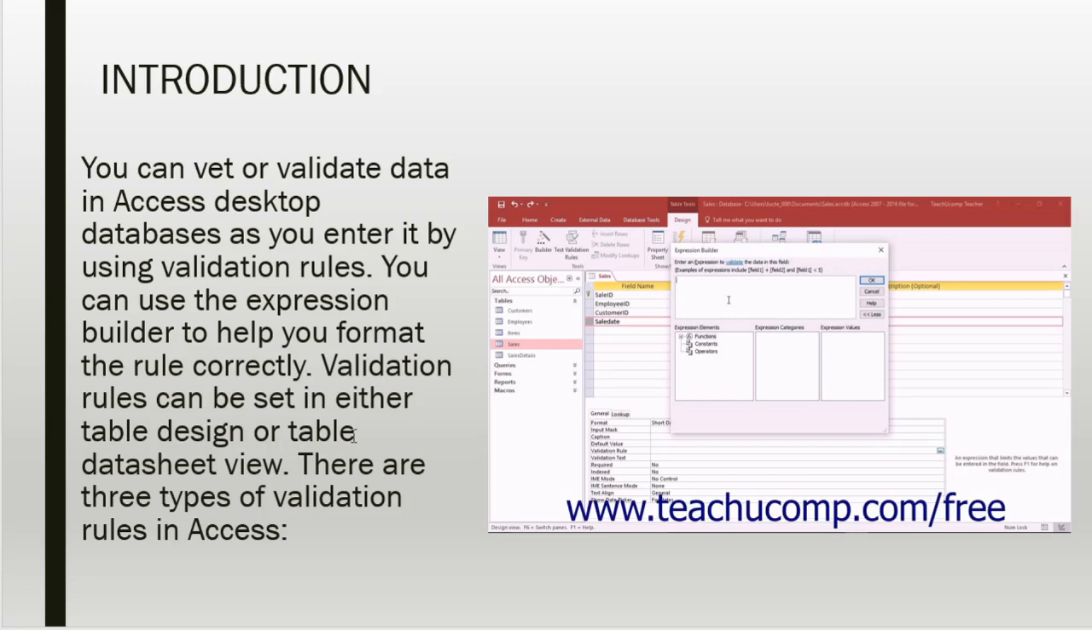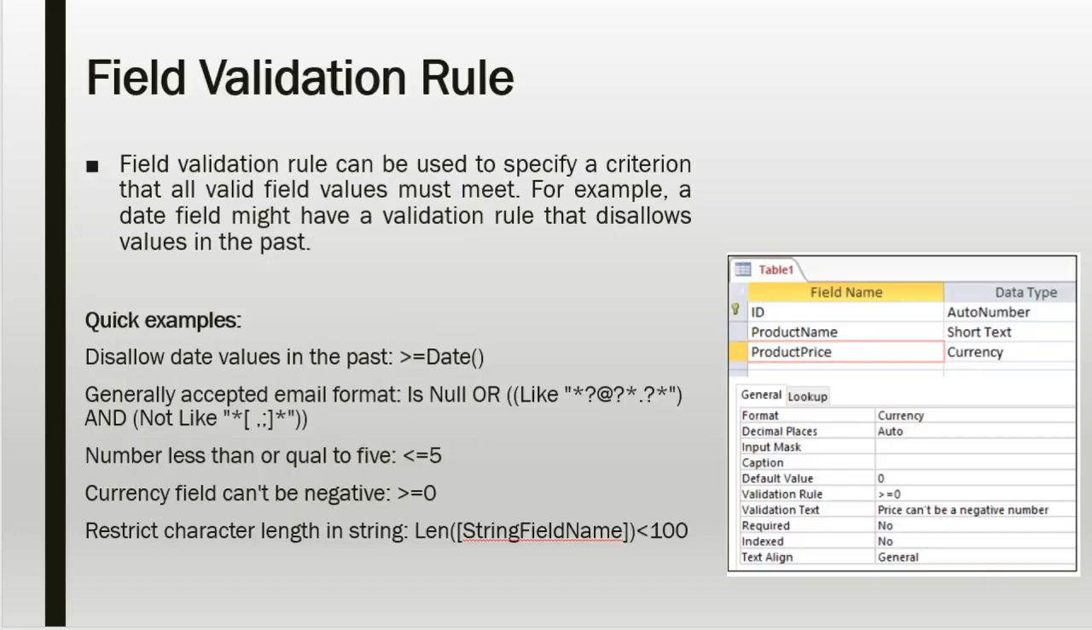There are three types of validation rules, and you've got field validation. The field validation rule can be used to specify criteria that all valid field values must meet. For example, the date field might have a validation rule that disallows values in the past. If you look at the screenshot at the bottom right, you will notice that you have those under the general tab at the bottom.